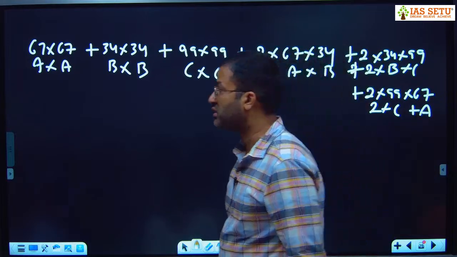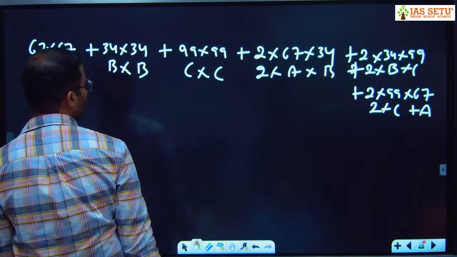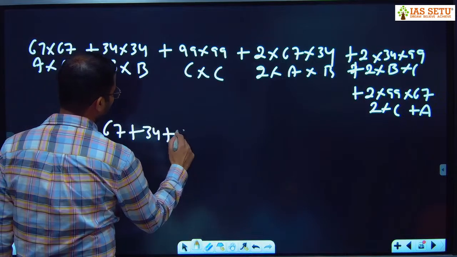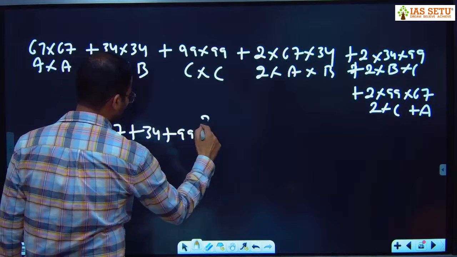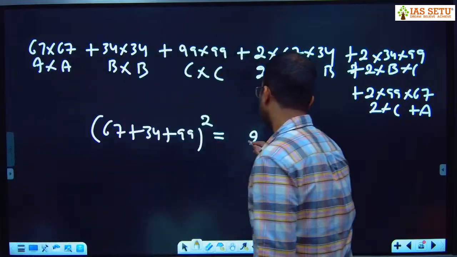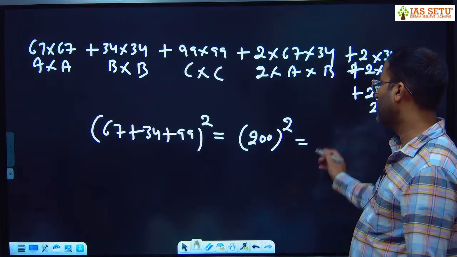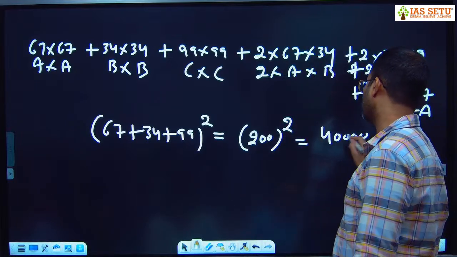So you take 67 as a, 34 as b, 99 as c. So it is 67 plus 34 plus 99 whole square. If you take the total, it is coming 200. So your answer is 200 square. 200 square is 40,000.